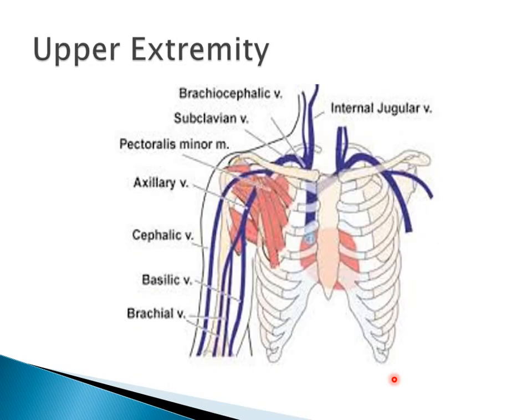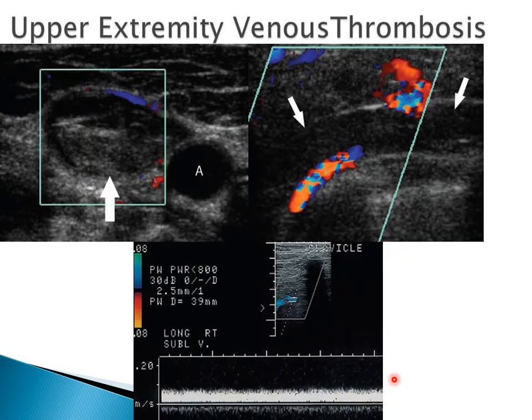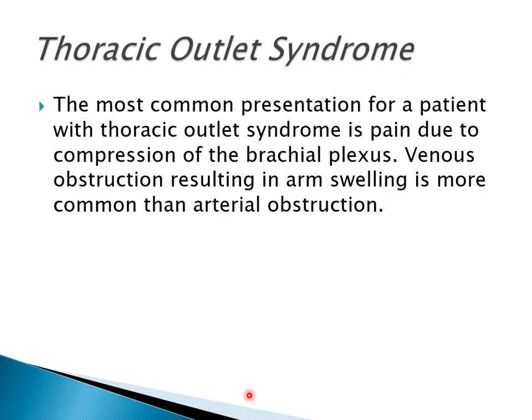Upper extremity Doppler ultrasound for veins can be done the same way as the lower limb. Also the same findings: venous thrombus, you have echogenic thrombus and not compressed. It's not common. The last topic is thoracic outlet syndrome. The most common presentation of thoracic outlet syndrome is pain due to compression of the brachial plexus. Sometimes we have venous and arterial obstruction.